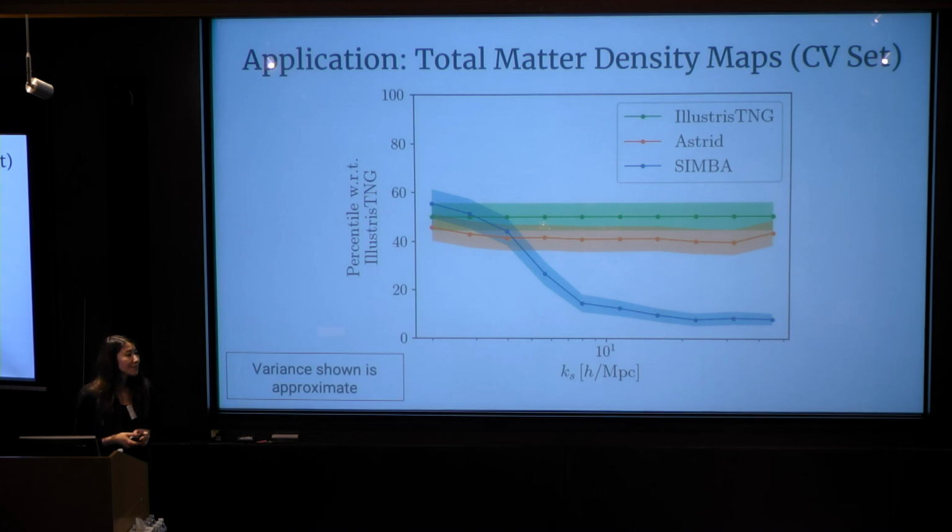Yeah, very nice work. My experience working with the total matter field is that it's maybe the only thing where you can train in one and usually work in the other. But according to this, Simba is kind of an outlier. Yeah, so in this case, it seems like Simba is an outlier.